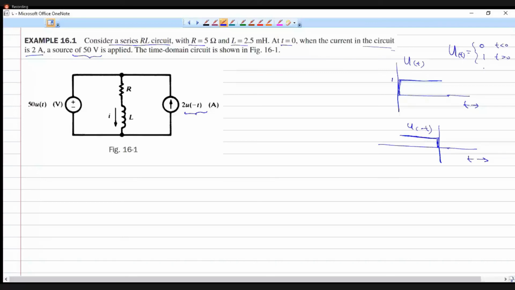But we need to represent the initial condition. That is why we are taking the mirror of this with respect to time, and it is multiplied with 2. So this sentence, that there is an initial current of 2 ampere, could be replaced with a constant current source having the value 2 into u of minus t. That is representing the I naught, our I of 0 plus in the time domain. At t equal to 0, we are applying a voltage having a magnitude of 50 volt.